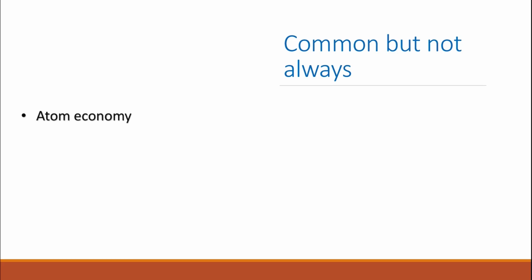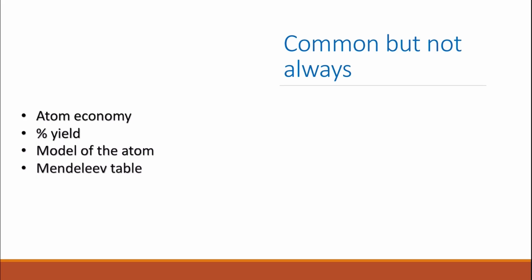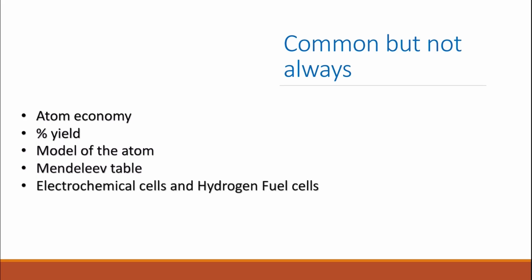These include the calculation of atom economy, the calculation of percentage yield, the model of the atom, very, very common, but it's not always in the exam. It has been in the exam last year. Maybe it will be in the exam again this year because it's quite common, and also the Mendeleev table. And finally, the electrochemical cells and hydrogen fuel cells.